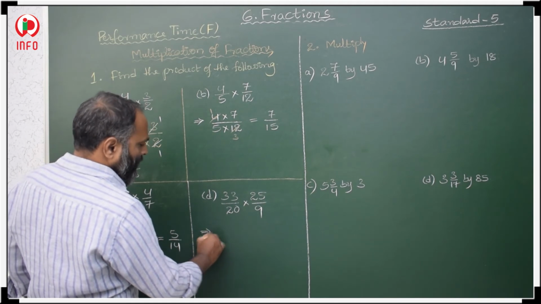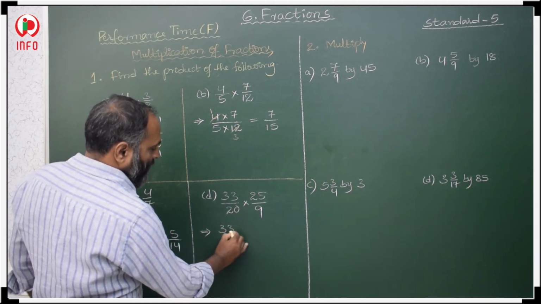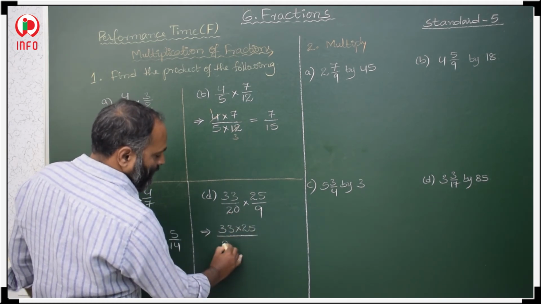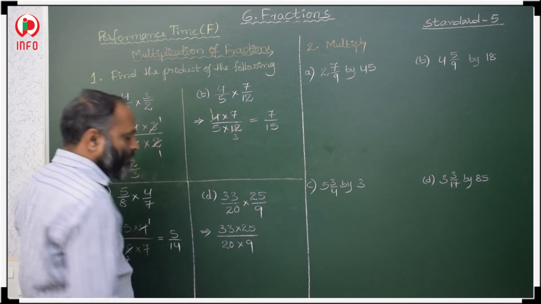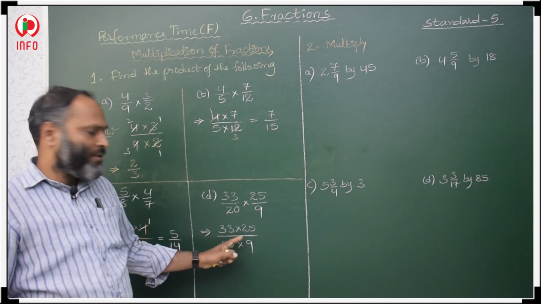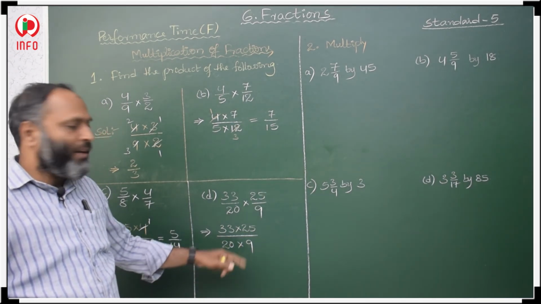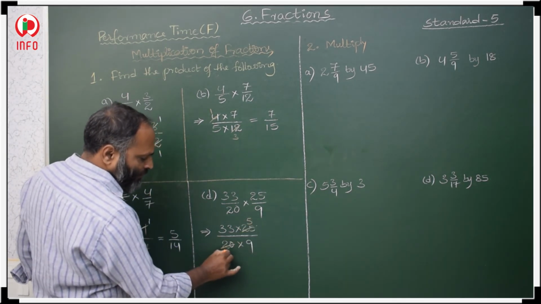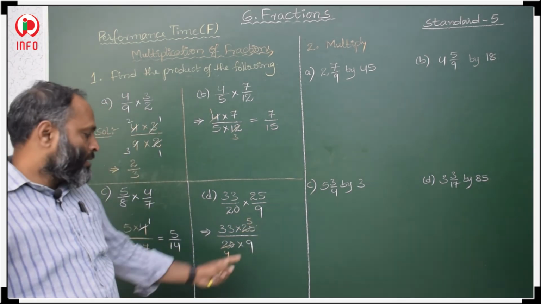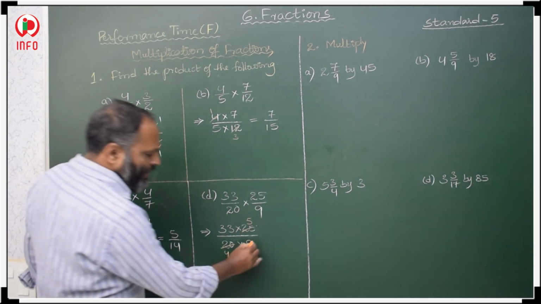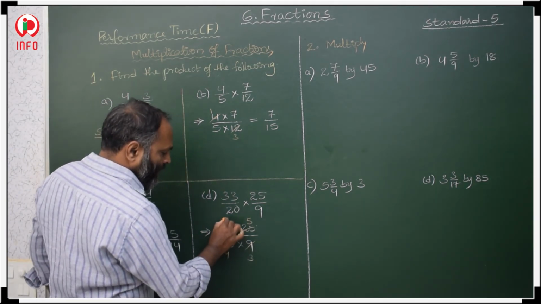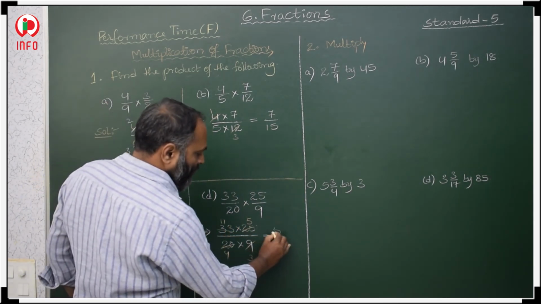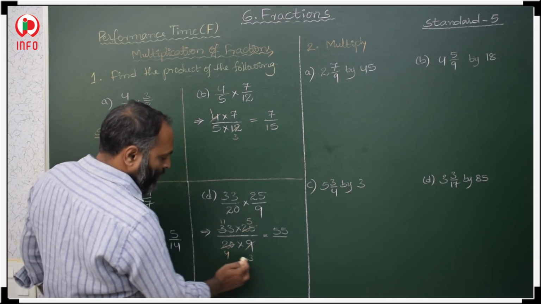Now, here numerator with numerator we have to multiply, 33 into 25 by 20 into 9, denominator with denominator. Now, common factors: 25 and 20 have common factor 5. Then 5 5s are 5, 5 4s are 20. These two have common factor 3. Then 3 3s are 9, 3 11s are 33. Now, you multiply 11 5s are 55, right. 4 3s are 12.